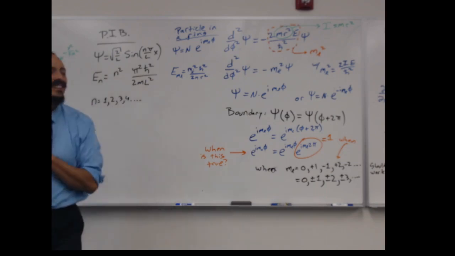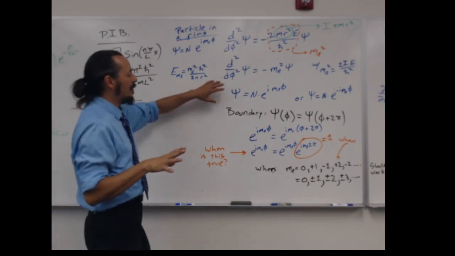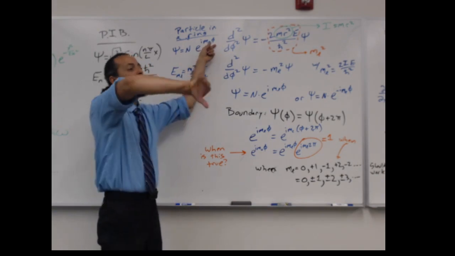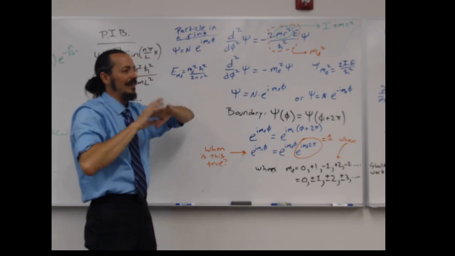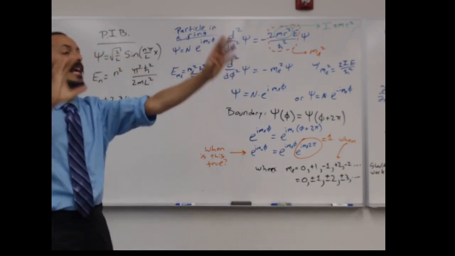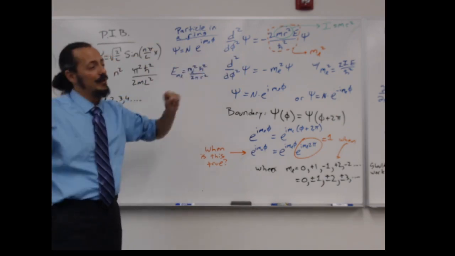Other questions? Yeah? Why did we choose e to the i phi? So mostly because I wanted the math to work out so I could talk about the angular momentum and the momentum in one direction or the other. I knew it would work out. Remember when we did the sine functions, it also works well for the boundary conditions, right? So it's just making that choice.